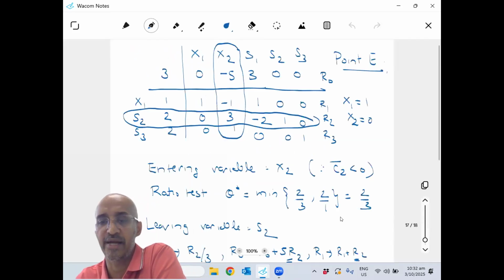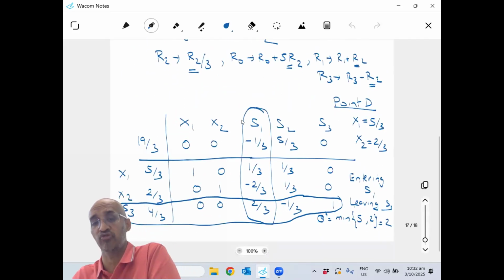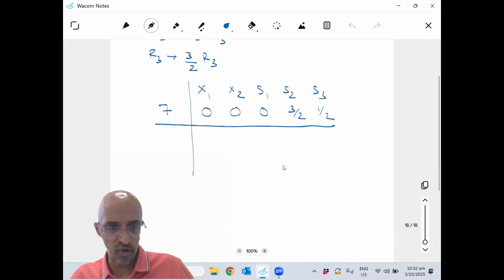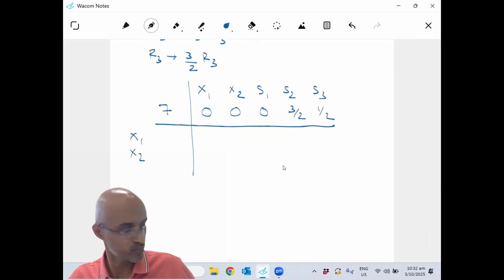Because the variable that entered my basis was S1, wherever S3 was, S1 will come there. So I'll have X1, X2, and S1. And it turns out actually this is the optimal tableau. 1, 2, 2.